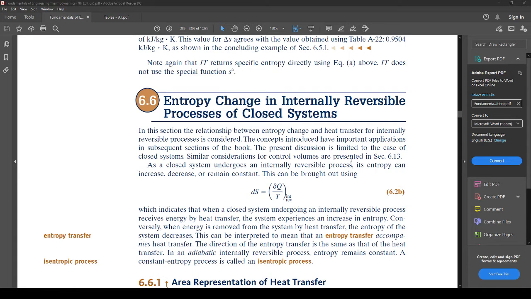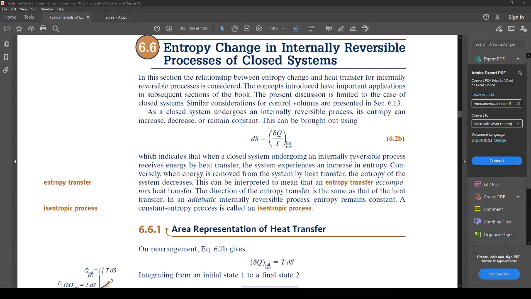All right. So now we are starting something else, which we're about to get to right here. Look at this: isentropic process. We were just talking about it. It says entropy change in internally reversible processes of closed systems. So now we're back on closed systems, okay? Not open. So closed systems.